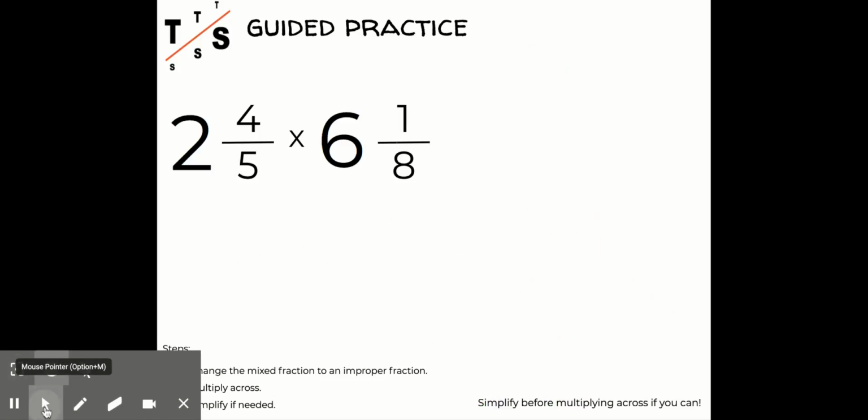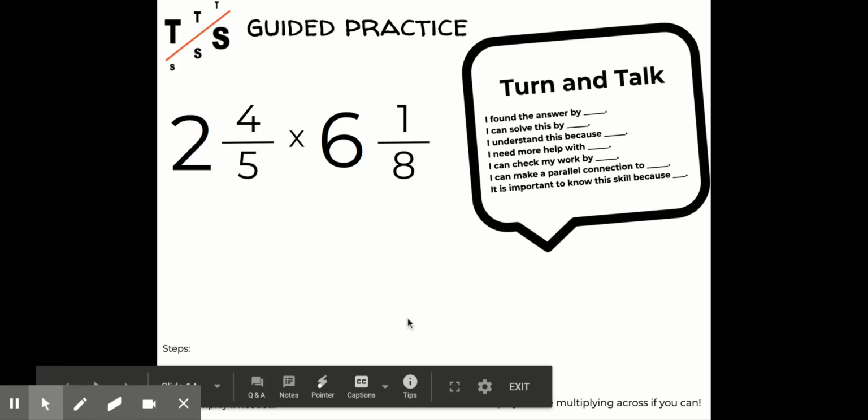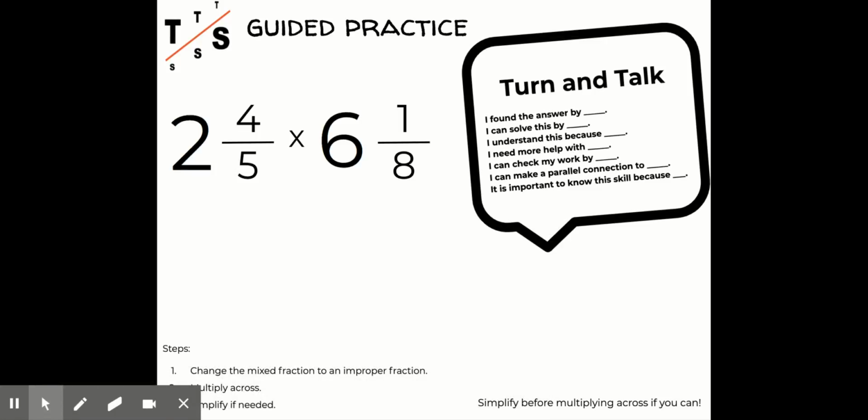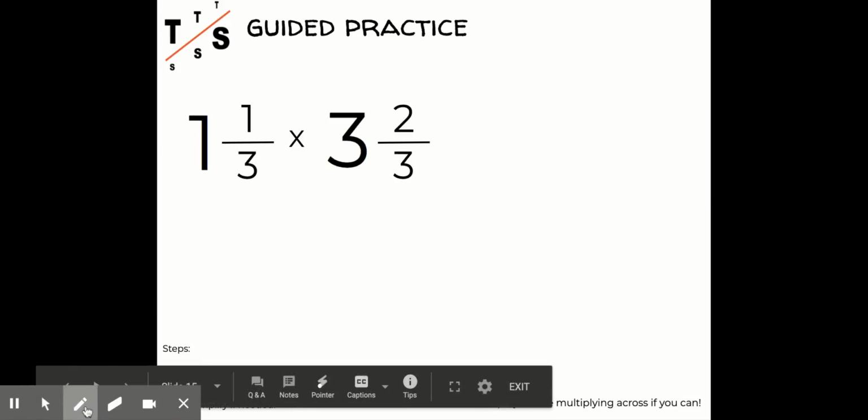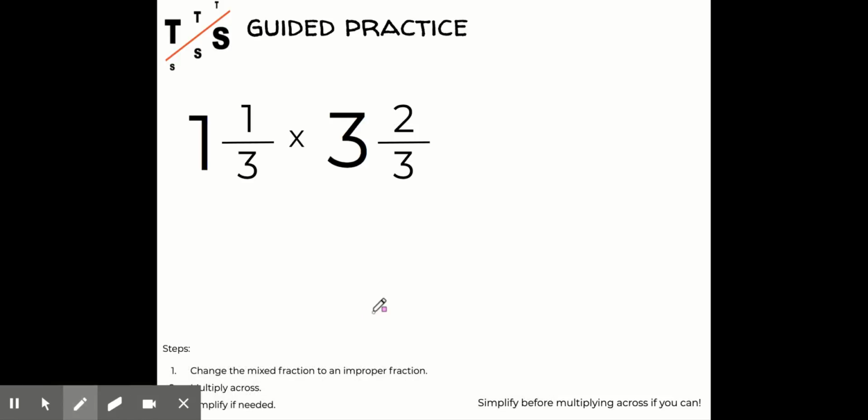Before we move on, let's do some partner talk about this problem. I'll choose the sentence frame. I can solve this by changing the mixed fractions to improper fractions and then multiplying across. I can check my work by simplifying first and then try solving it without simplifying to see if I get the same answer. Okay, let's try this one. Again, you can pause and try it on your own, or you can stick with me too.